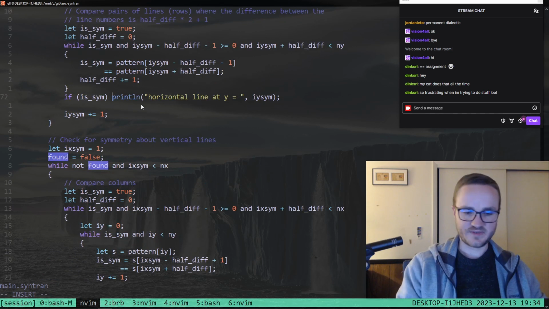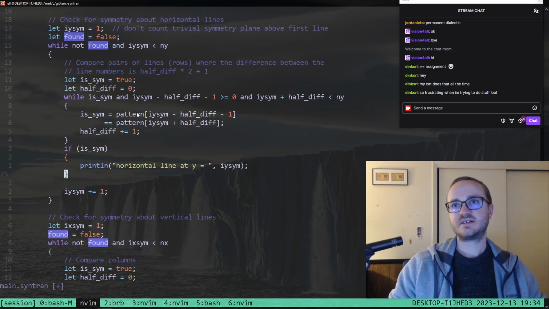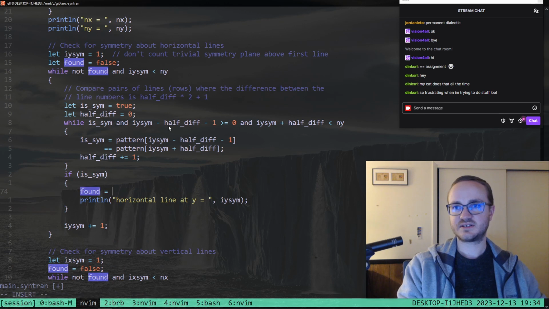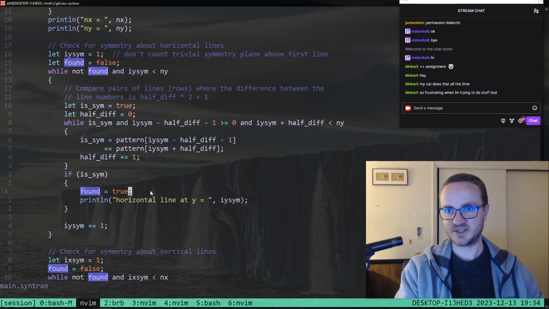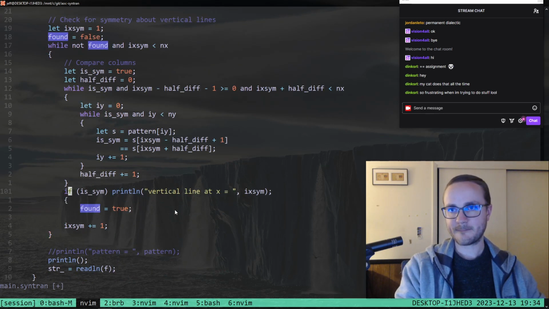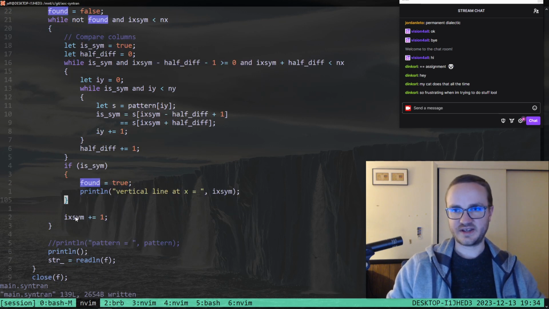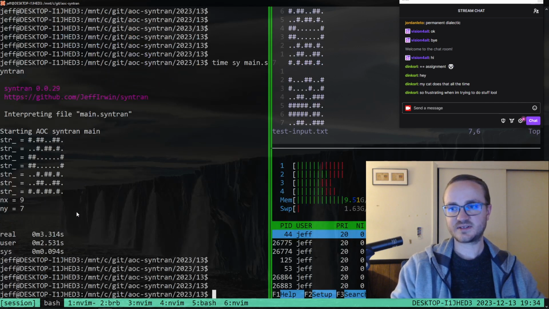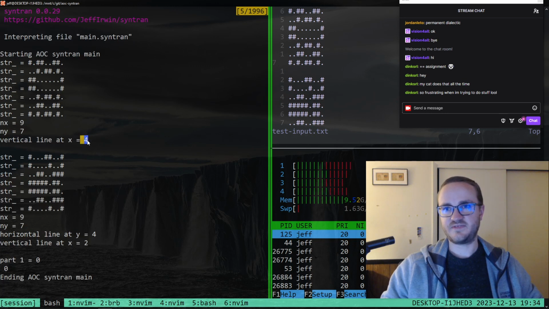So I need to do that in 2 different places. I need to break here and set found equals true. You could probably combine this variable and this variable somehow, but I'm afraid I'll introduce a bug if I try to do that right now. So I also have to do that here. And I think this should have fixed my infinite loop. Well, that's not right. It should be 5, not 4.